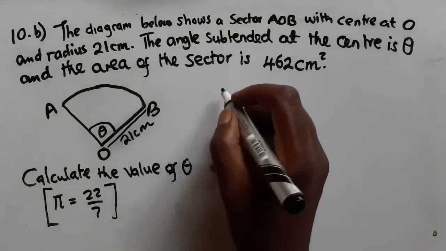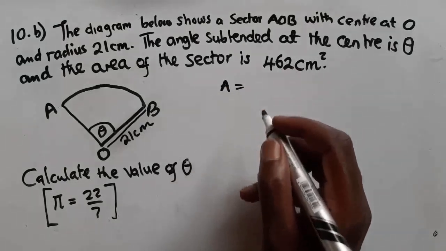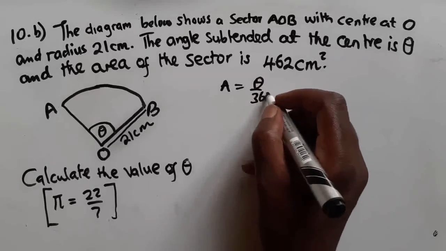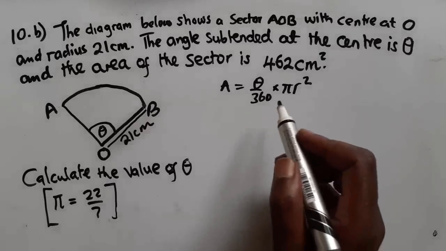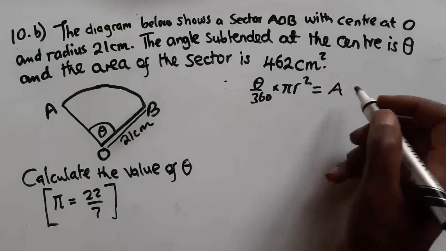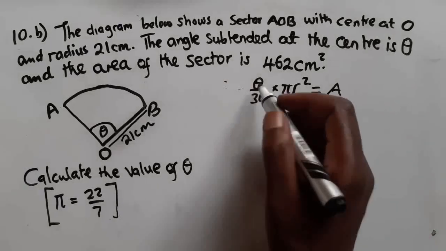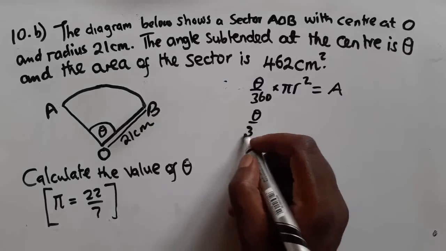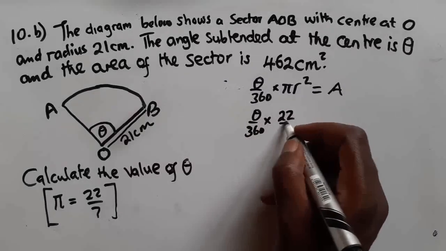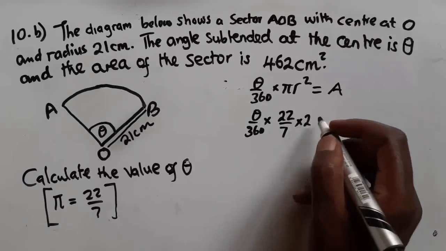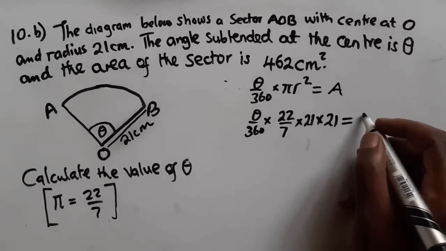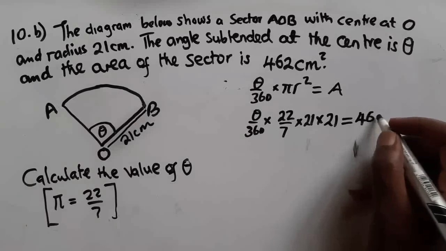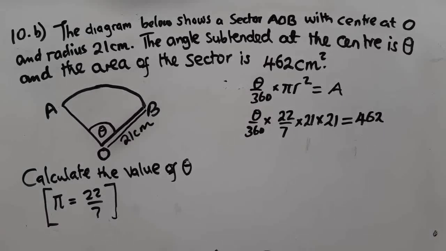All right? So we are given area here, so we need to know the formula for the area. The area is theta over 360 multiplied by pi r squared, isn't it? This is the formula that we use to find the area of a sector. Now, you have to take note that in this case, area is given and we are looking for theta. So we'll go on and say theta over 360 multiplied by 22/7 multiplied by 21 multiplied by 21, because r is squared. Then the area is given as 462. I hope this is very clear.